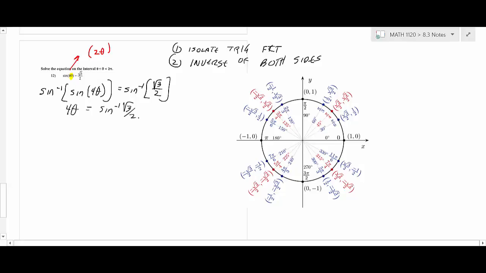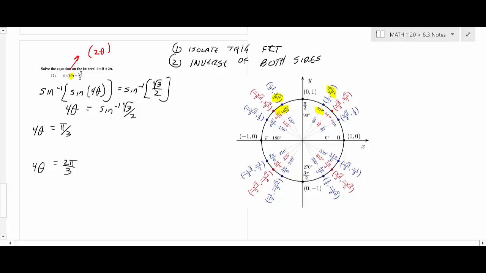So that's step 1. Now, what you're going to do is look at your unit circle. There are 2 places where this happens. The sine takes on the value of square root of 3 over 2 at pi over 3 and also at 2 pi over 3. So the next thing is you want to write 2 things down. You want to say 4 theta is equal to pi over 3, and then you want to say 4 theta is equal to 2 pi over 3. Okay? Now you got to have that 4 theta there.